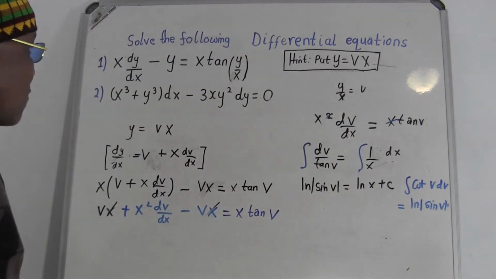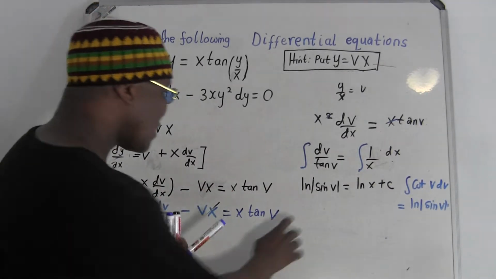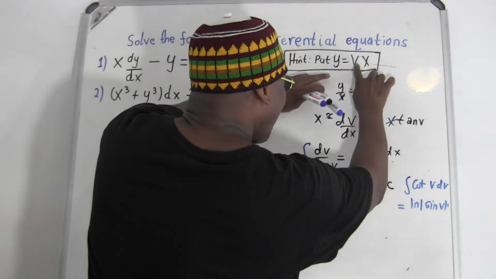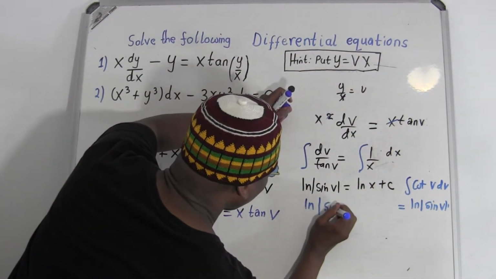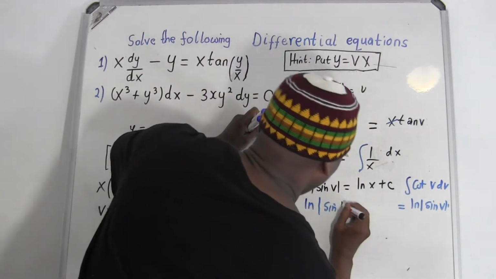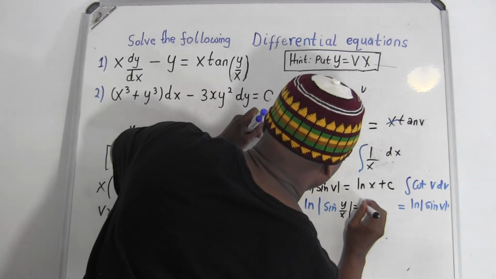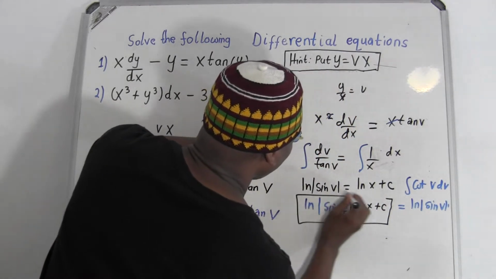And this right here, they didn't give us v. In the equation from the beginning, they give us a term of x, y. So I can replace back. What's the value of v? The value of v equal to y over x. So ln sin of, instead of v, we say y over x, equal to ln of x plus c. So this is our final answer.